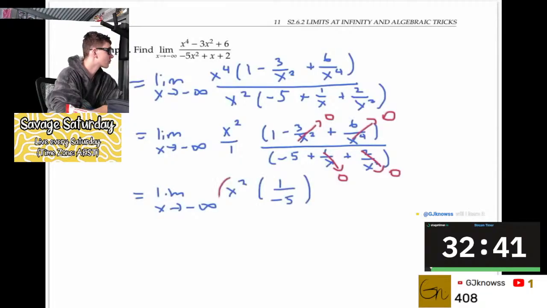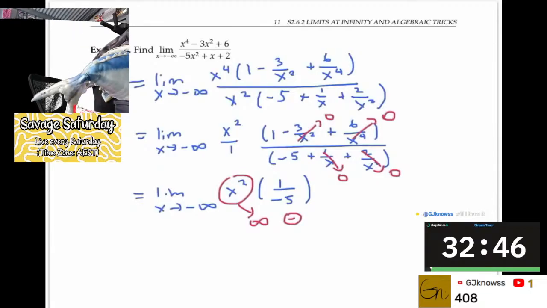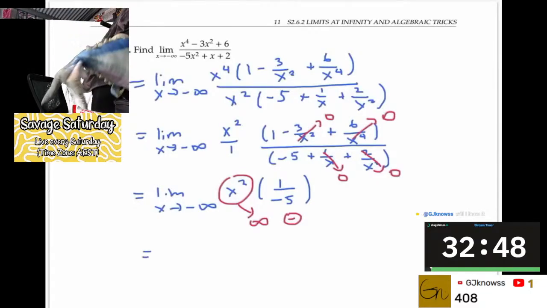As x goes to negative infinity, x squared is positive and goes towards positive infinity. Multiplying by negative a fifth turns it negative, but doesn't change the fact that the magnitudes are getting arbitrarily large. Therefore, our final limit is negative infinity.